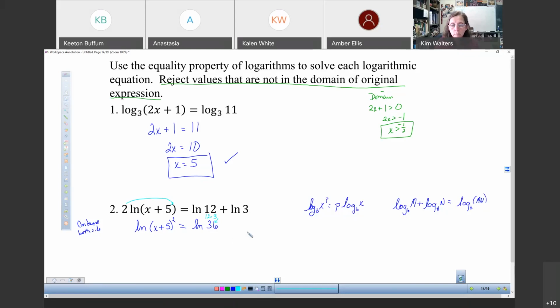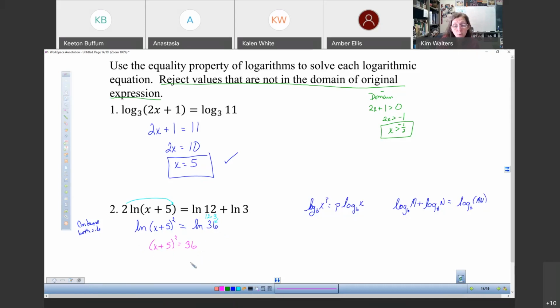Okay. All right. So at this point, now I have the natural log on both sides, so I can drop my natural logs. So when I drop my natural logs, I'm going to have x plus 5 squared is equal to 36. Once I get the same logarithm on each side and I don't have anything else attached to it anywhere else, I simply can erase them. I mean, it's not mathematically very sound to say that, but I can. Now I have a quadratic equation that I can solve.